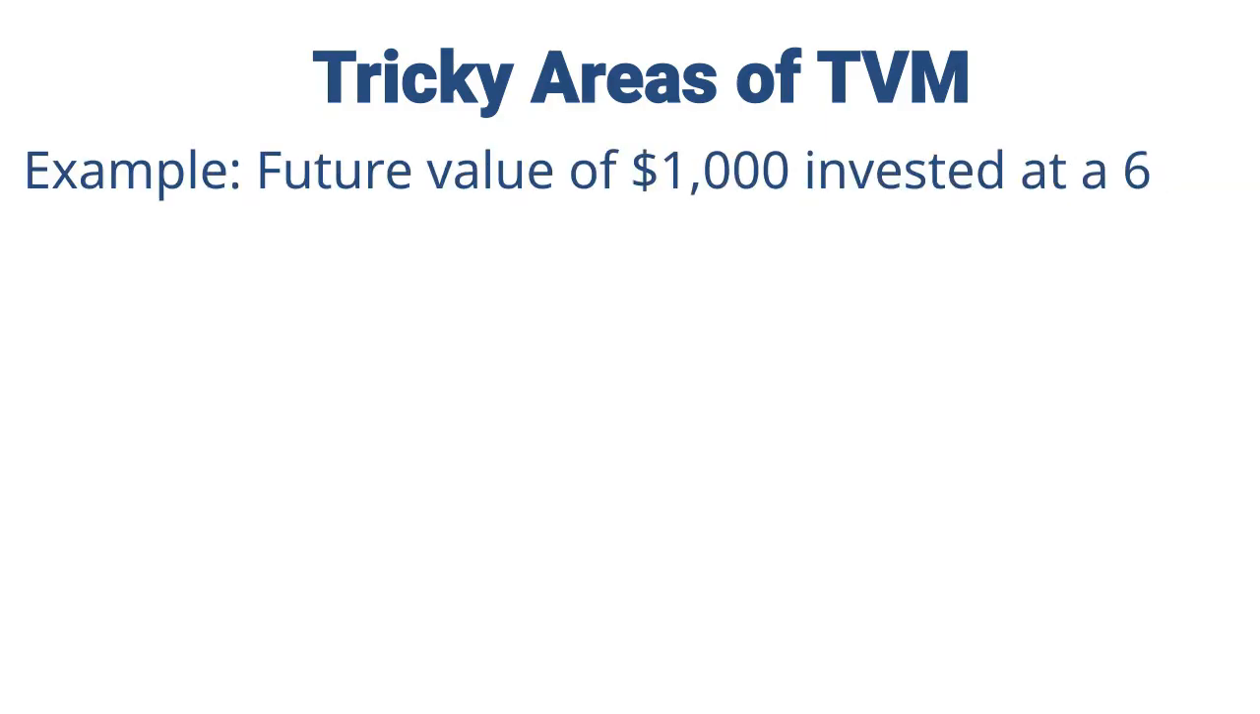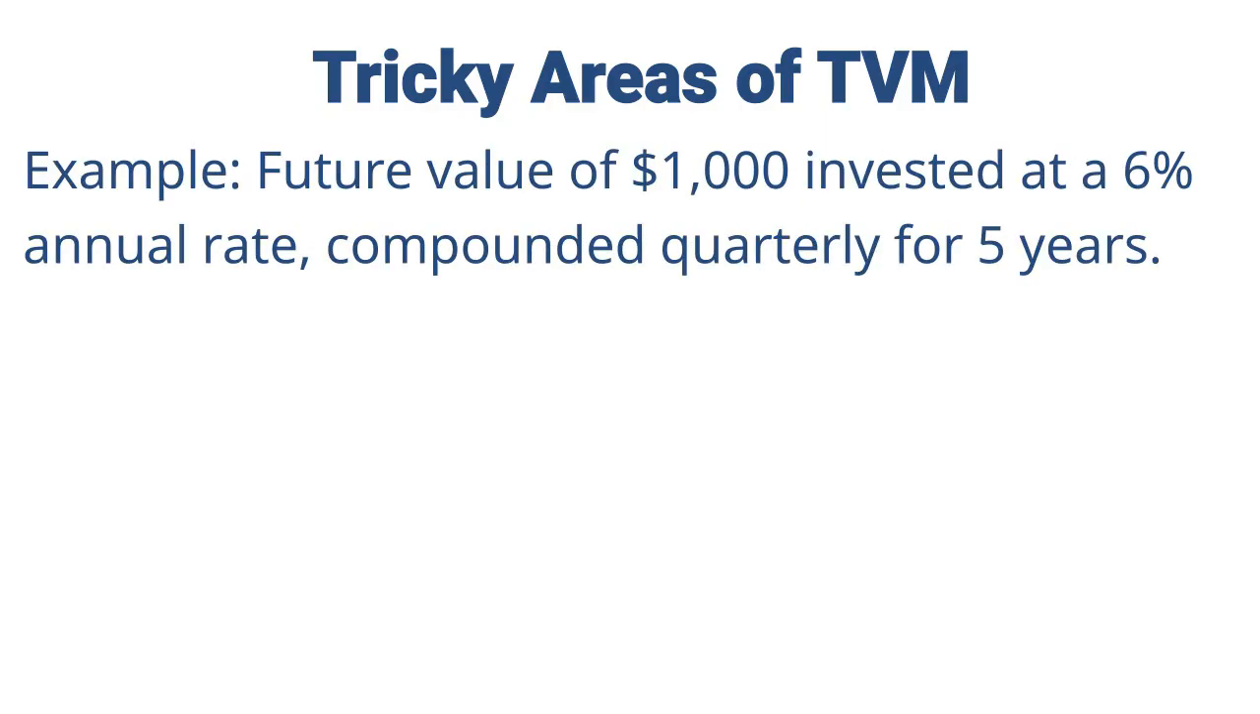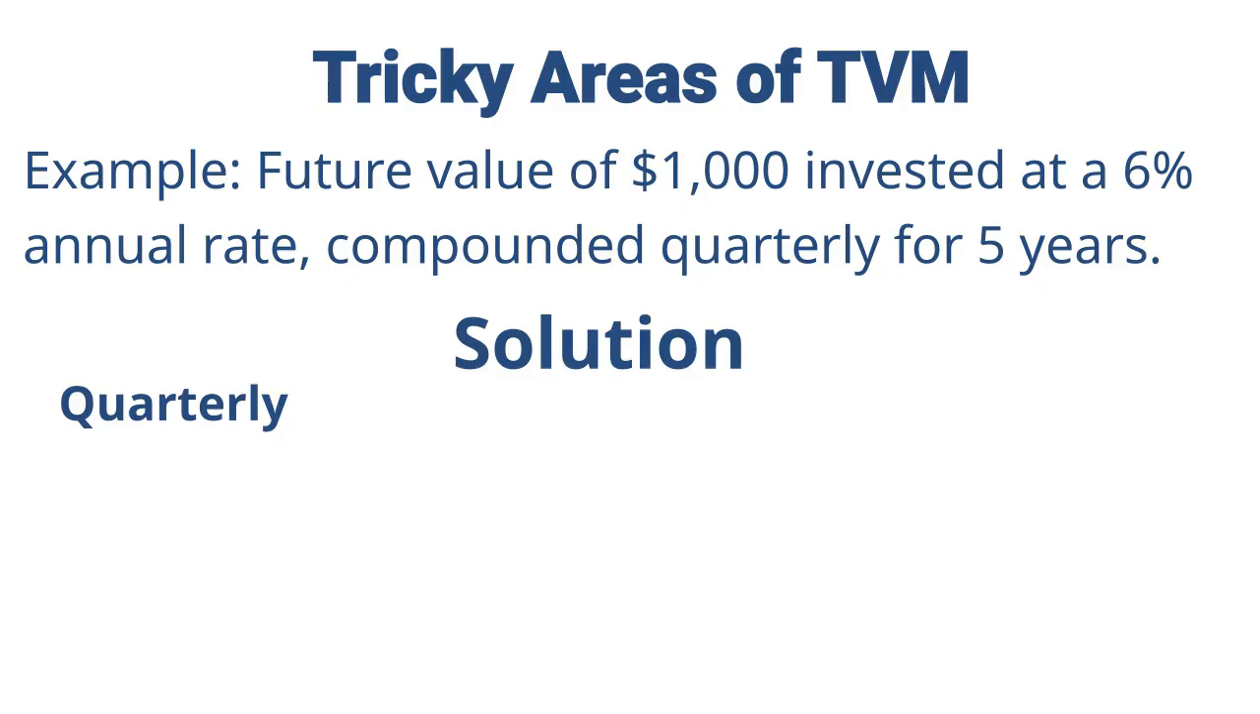Example: future value of $1,000 invested at a 6% annual rate, compounded quarterly for 5 years. For quarterly compounding, follow these steps. The annual nominal interest rate is 6%. The interest is compounded quarterly, so divide 6% by 4 to get 1.5%. The number of periods is 5 years times 4 quarters per year, so you have 20 periods.